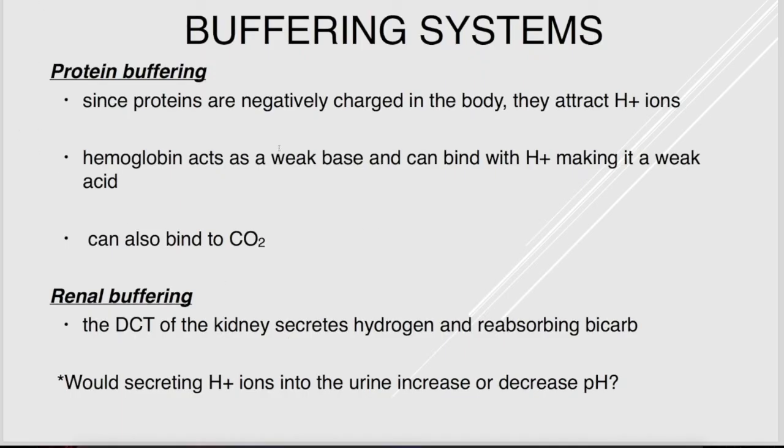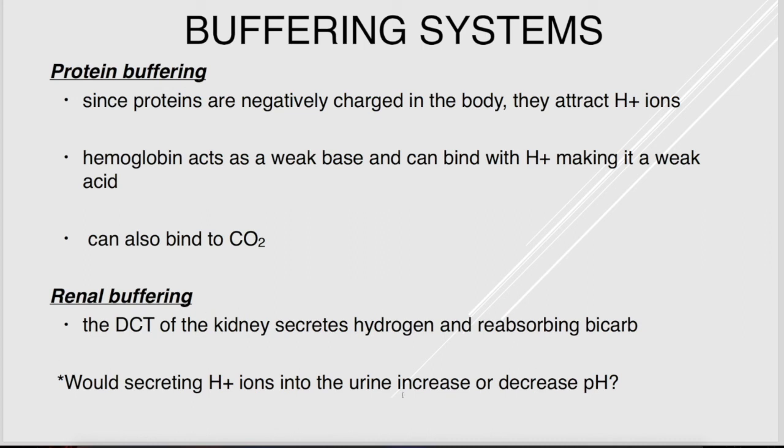So a couple other ones here. Proteins, like I said, are negatively charged, so they can attract those H+ ions. Really important. They're kind of just like a passive buffer. They're just there, and they can buffer very well. For example, hemoglobin can act as a weak base, then it can bind with H+ and become a weak acid, so it can go both ways. It can also bind CO2, which you can think of as an acid. And like I said, the kidneys are very important because they can secrete hydrogens, reabsorb bicarb, make new bicarb, excrete bicarb, they can do it all.